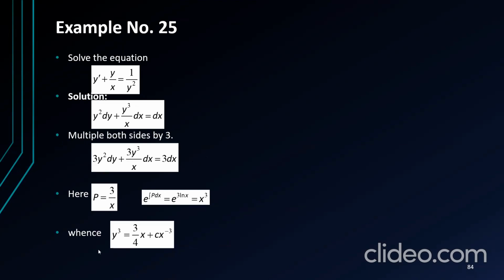So lalabas dyan, x cube y cube is equal to 3/4 of x exponent 4 plus c. So divide mo ng lahat ng x cube, lalabas ito: y cube is equal to 3 over 4 x plus c x exponent negative 3. Okay? So hindi na na-present dito.